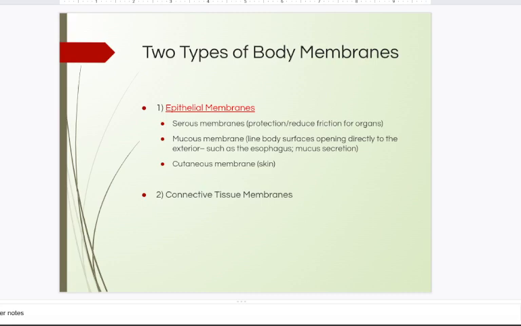Connective tissue membranes, such as our fluid sacs that surround our joints, help protect us from the movement that we make in our skeletal muscles. Through the contracting of these muscles, they move the bones, and we don't want bones rubbing against bones. So these connective tissue membranes help to lubricate that joint to prohibit us from having bone-to-bone exposure, which would be very painful.